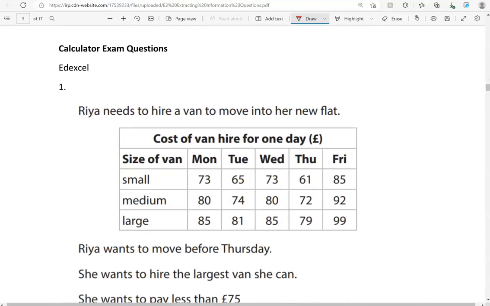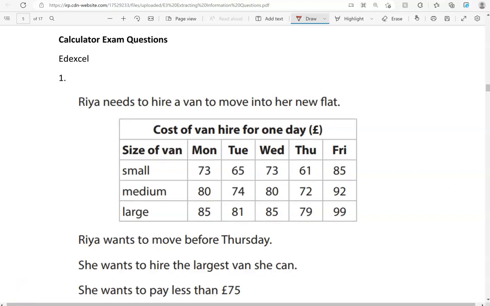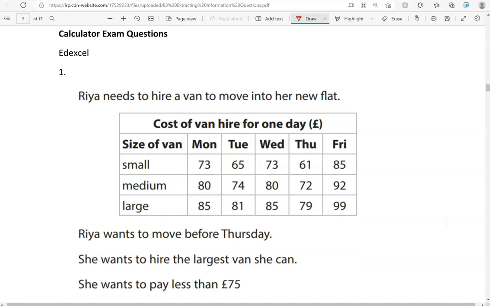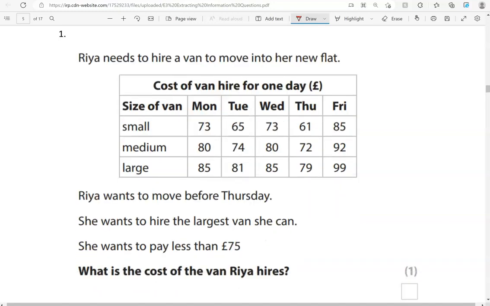We now move into the calculator questions. Ria needs to hire a van to move into her new flat. Ria wants to move before Thursday. She wants to hire the largest van she can. She wants to pay less than £75. What is the cost of the van Ria hires?